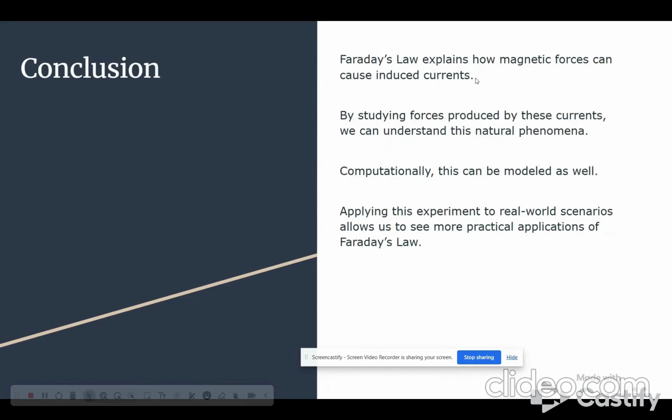So, in conclusion, Faraday's law explains how magnetic forces can cause induced currents. By studying these forces, we can understand this natural phenomenon. We can also model this computationally, and applying this experiment to real-world scenarios allowed us to see more practical applications of Faraday's law.